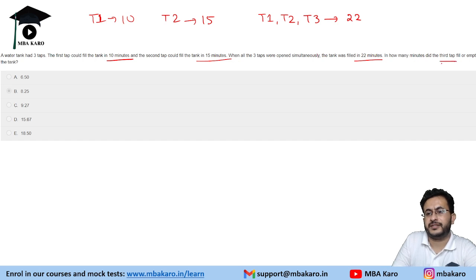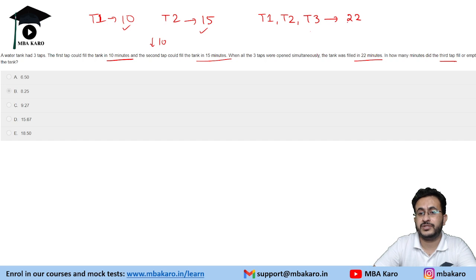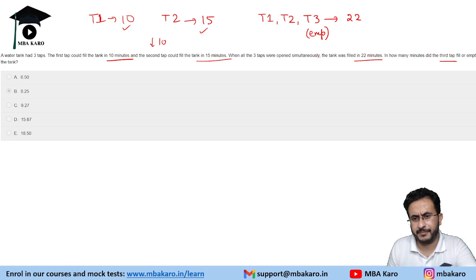In how many minutes did the third tap fill or empty the tank? We need to find the third tap. Will it fill or empty? Now, logically, you can say that it will empty. Why? Because if 2 taps are working alone in 10 and 15 minutes, when they work together, they should take less than 10 minutes. No need to calculate. You can say that they will take lesser time than individual tap, right? But when third tap is used, they are taking more time. That means third tap is an emptying tap or a leaking tap, right?